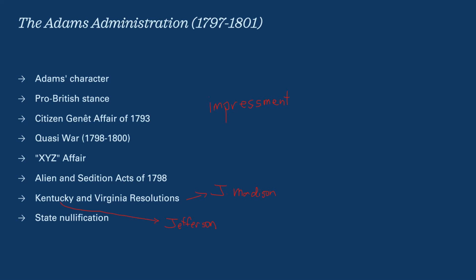What Jefferson and Madison claimed was that the United States government was a compact of sovereign states. And as sovereign states, they claimed the right to declare acts of Congress unconstitutional, and thereby, through legislative means within their own borders, they could nullify an act of Congress.